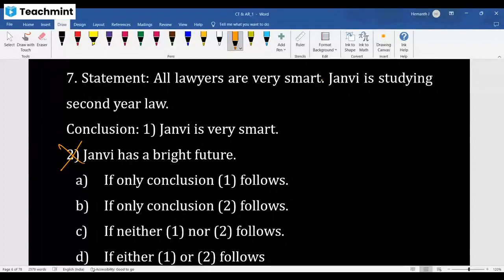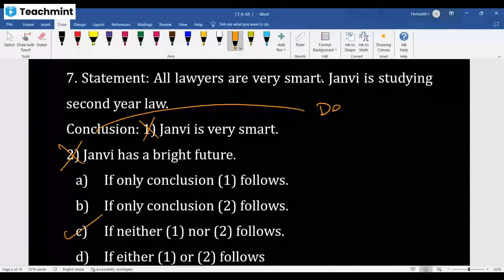So Janvi should complete the law course. Then I can say Janvi is very smart. Still Janvi is only in the second year of the law course, so not a lawyer. So that's what the problem is. A conclusion means definitely true, always true.